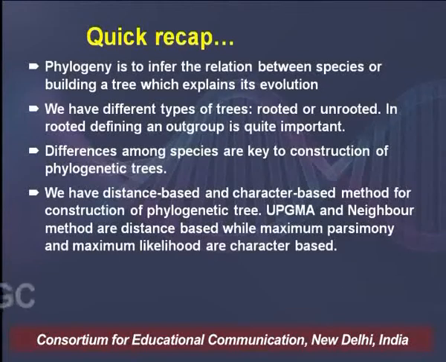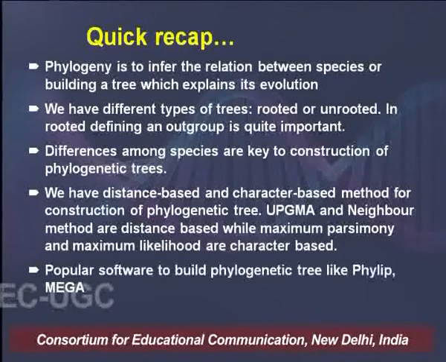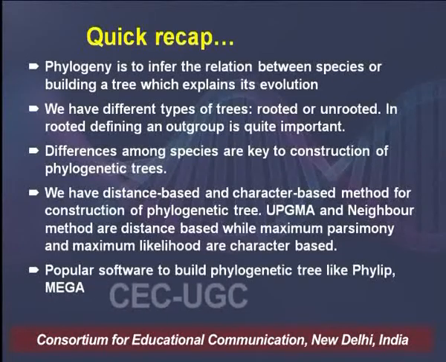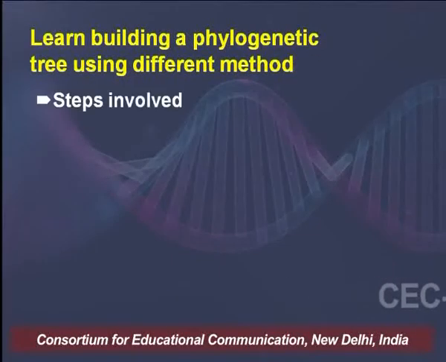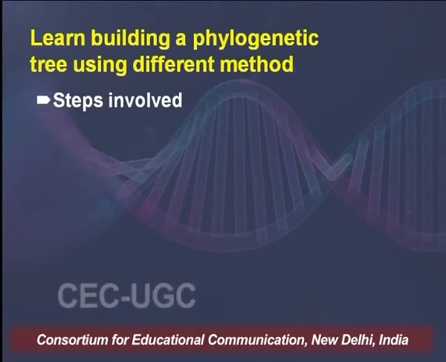We have distance based trees, we have character based trees. The UPGMA method and neighborhood method, the nearest neighbor method, are the distance based methods, and maximum parsimony and maximum likelihood are the character based methods. We have popular softwares like Phylip and MEGA and RAxML with which we are going to build a phylogenetic tree. So, let us start with building a phylogenetic tree.